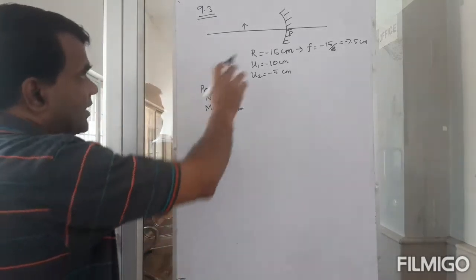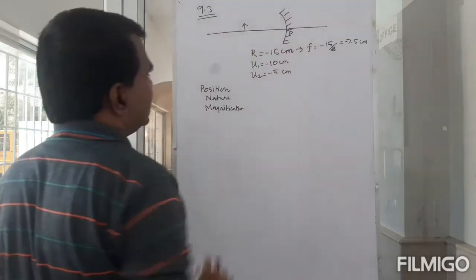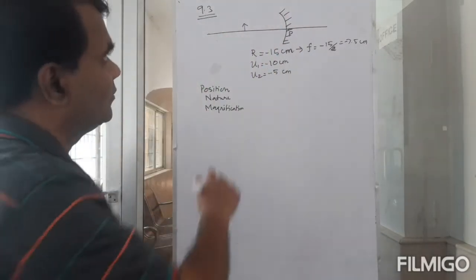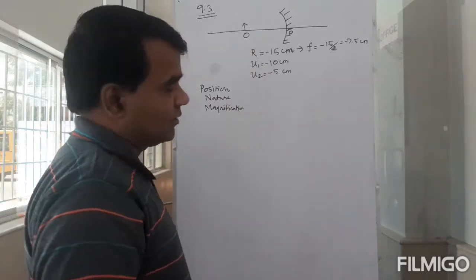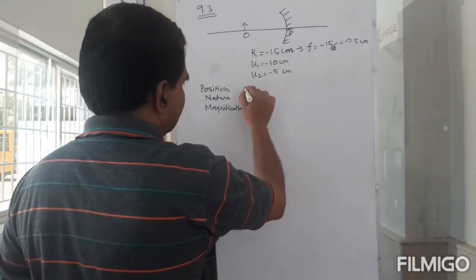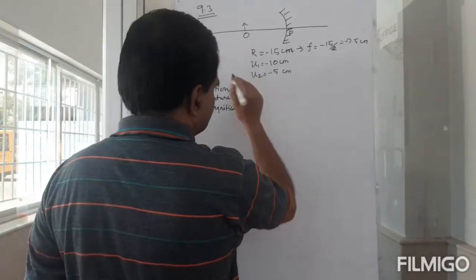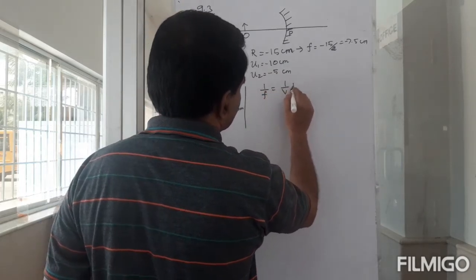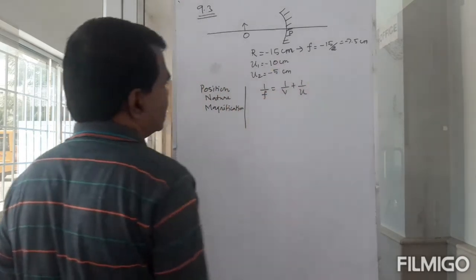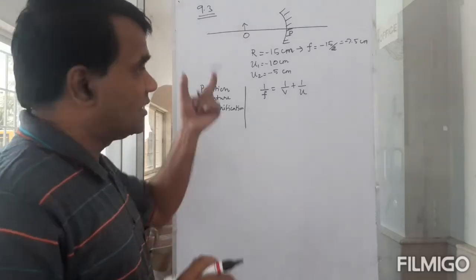First, how do I find the position? Where am I going to get my v? Whereas this is the object, where is going to be my image? That is the first thing, that is the position. What am I going to use now? The mirror formula. 1 by f is equal to 1 by v plus 1 by u. How we know with sign conventions.